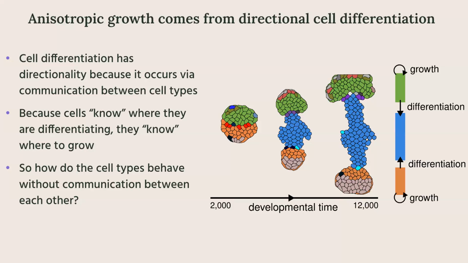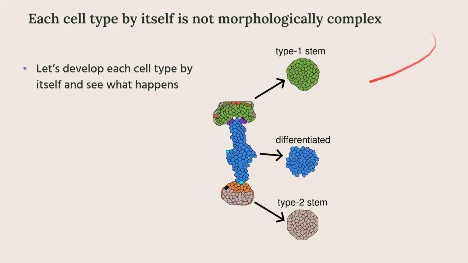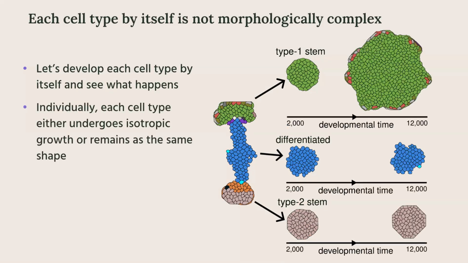So the next thing I asked was, okay, so what if we take away this communication? How do the cells develop? So what I did is I made balls of cells of this type 1 stem cell, this differentiated cell, and this type 2 stem cell. So there's only one cell type in each ball, and I developed them and saw what happened. And what I found is that these type 1 stem cells just all grow isotropically, so they just grow in all directions. These differentiated cells don't grow at all, and these type 2 stem cells don't really grow either.